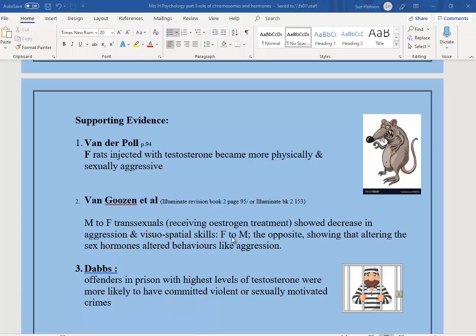The other way around, the females transgendering to male, receiving more testosterone, showed that altering the sex hormone, in this case testosterone, altered behaviours like aggression, so increased feelings of aggression. We also have Dabs. Offenders in prison with the highest levels of testosterone were more likely to be those who had committed violent or sexually motivated crimes. Okay, all suggesting that the male hormone testosterone has an effect on behaviour, for example, aggressive behaviour.